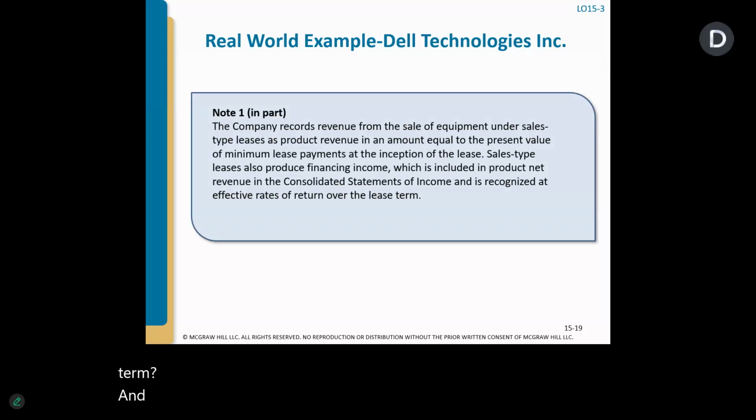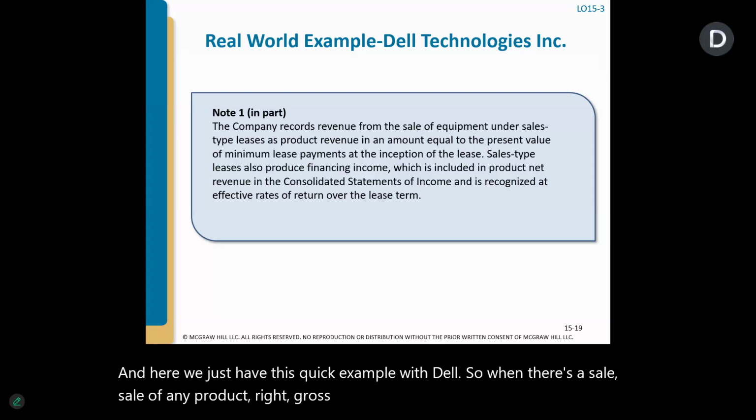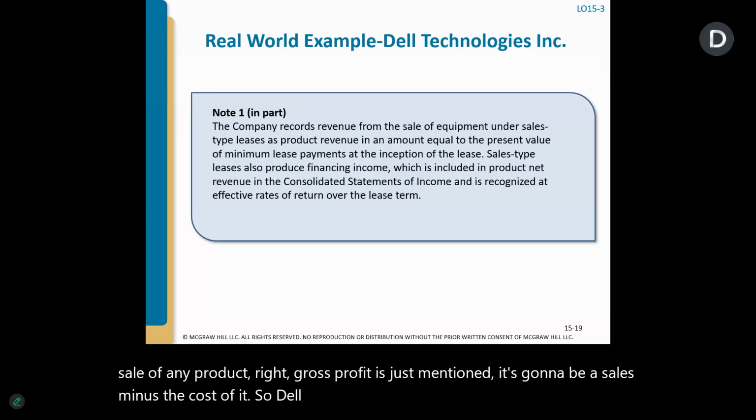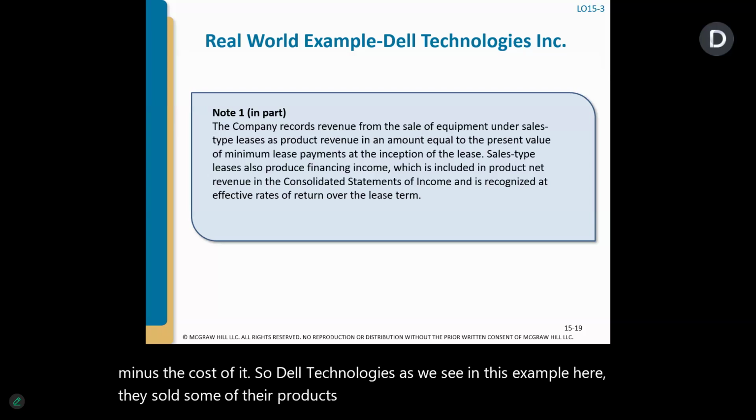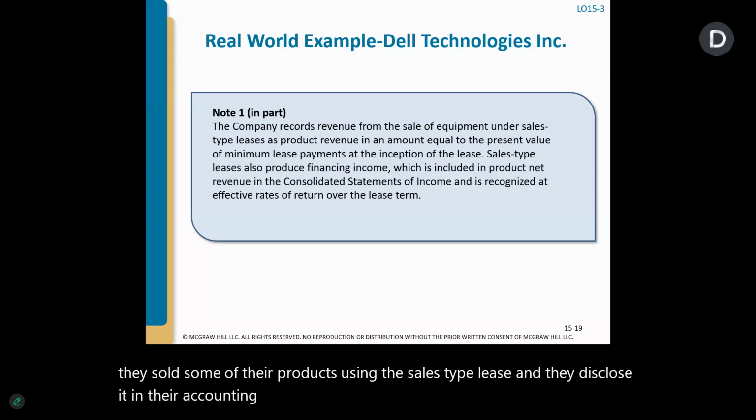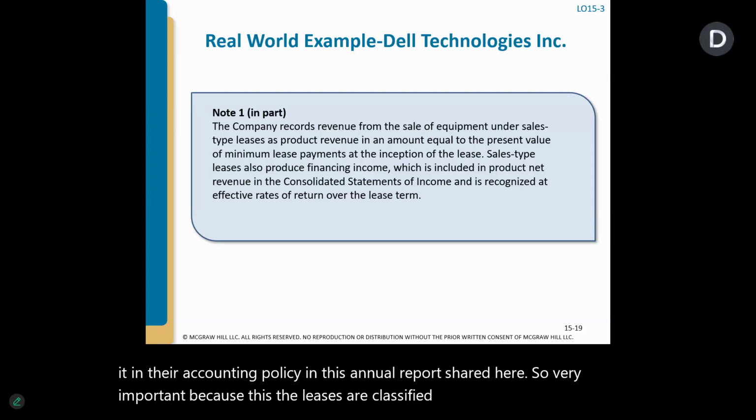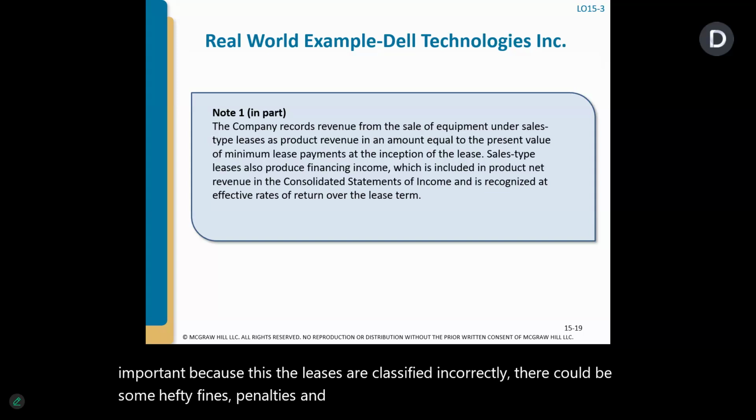And here we just have this quick example with Dell. When there's a sale of any product, gross profit, as just mentioned, is going to be the sales minus the cost of goods sold. Dell Technologies, as we see in this example, sold some of their products using a sales type lease, and they disclosed it in their accounting policy in this annual report shared here. Very important, because if leases are classified incorrectly, there can be some hefty fines, penalties, and things of that nature. So definitely always want to safeguard yourself.